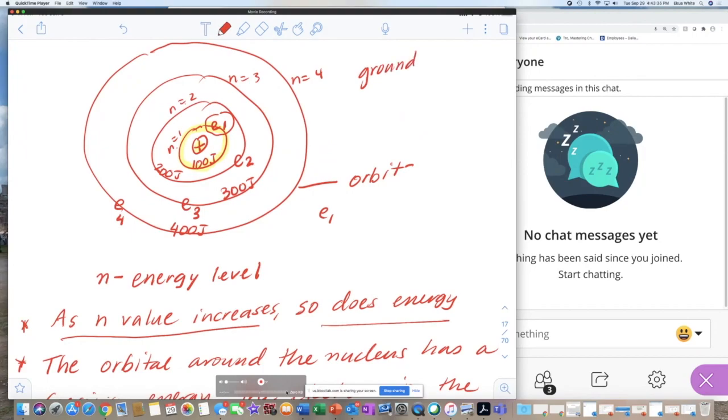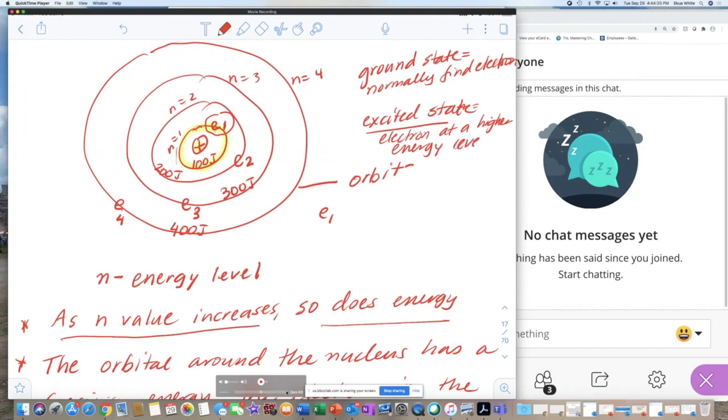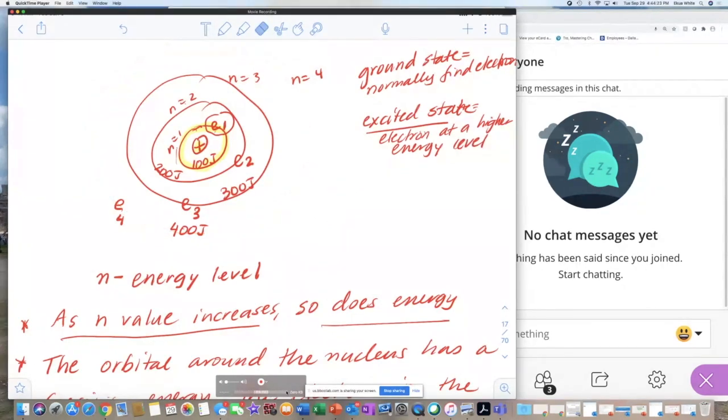Ground state and excited state. So ground state is also called like the home state. This is where you normally find the electron. So according to Bohr, if you're trying to look for the electron and he's asking you, well, which electron? Oh, the one in the N is one level. Oh, yeah, just look somewhere on the orbit, you find it. Then excited state is the electron at a higher energy level, or higher energy level orbit.